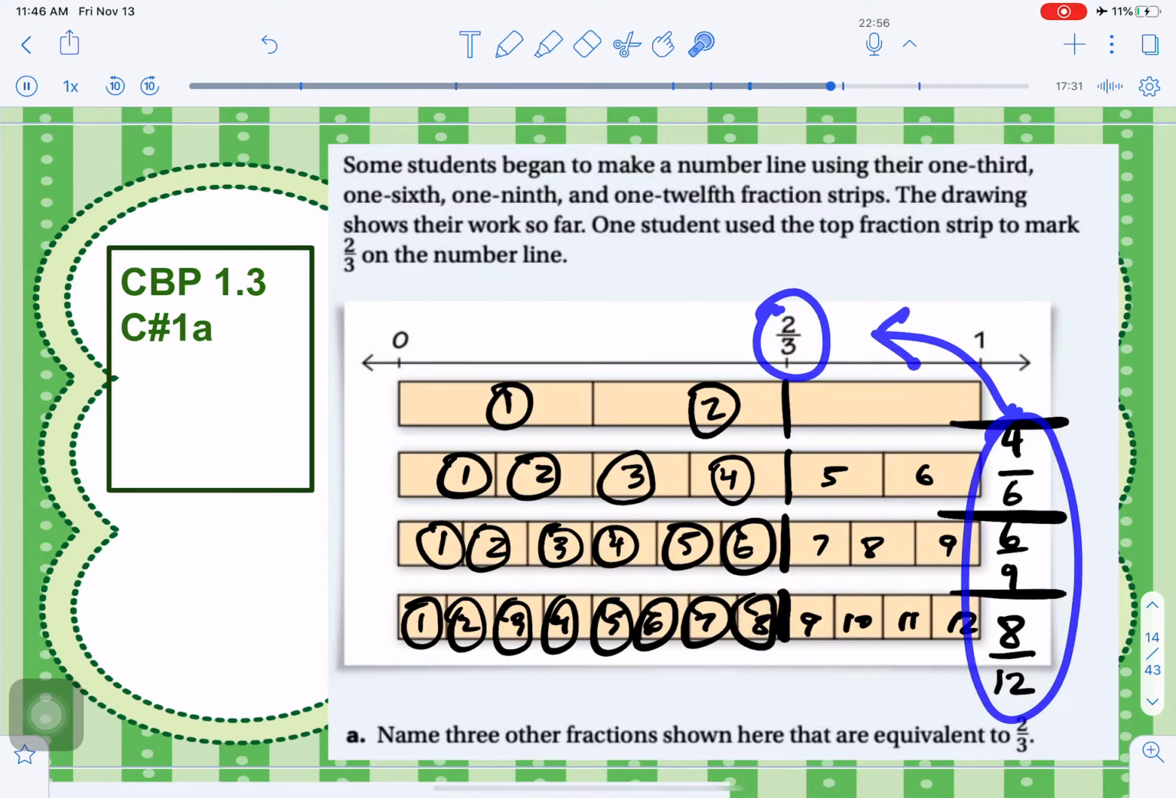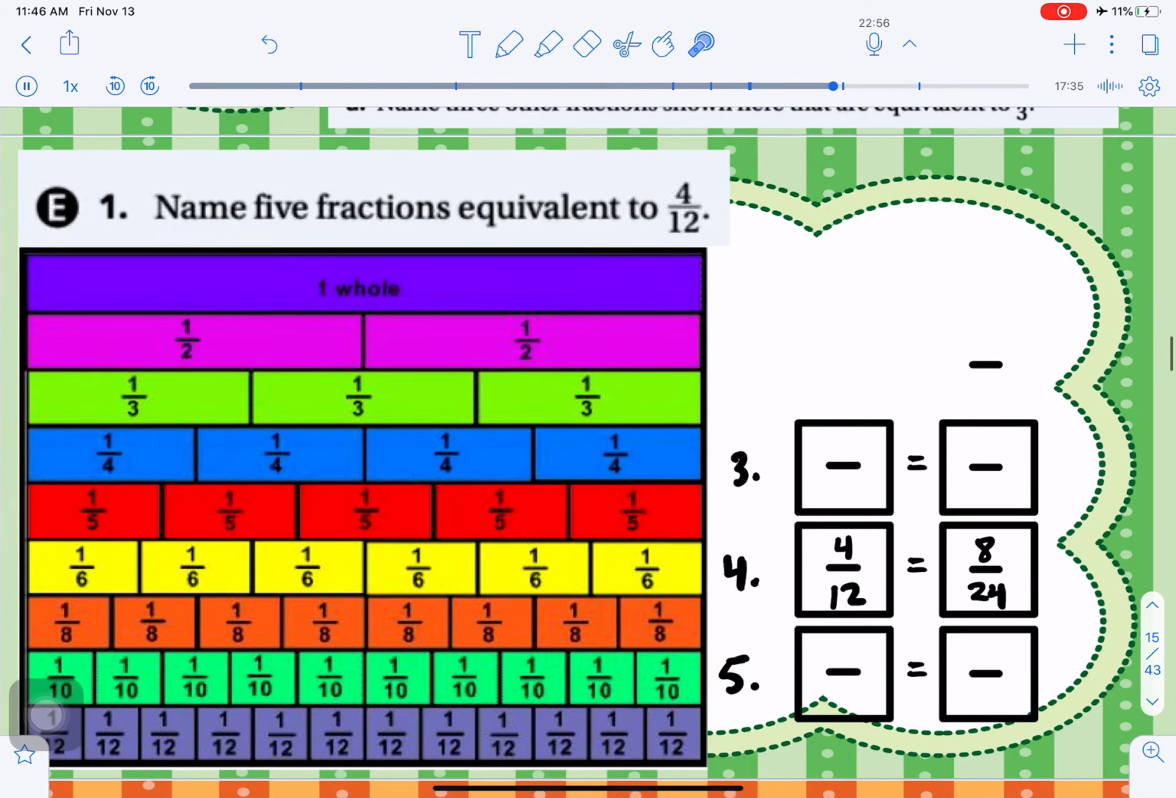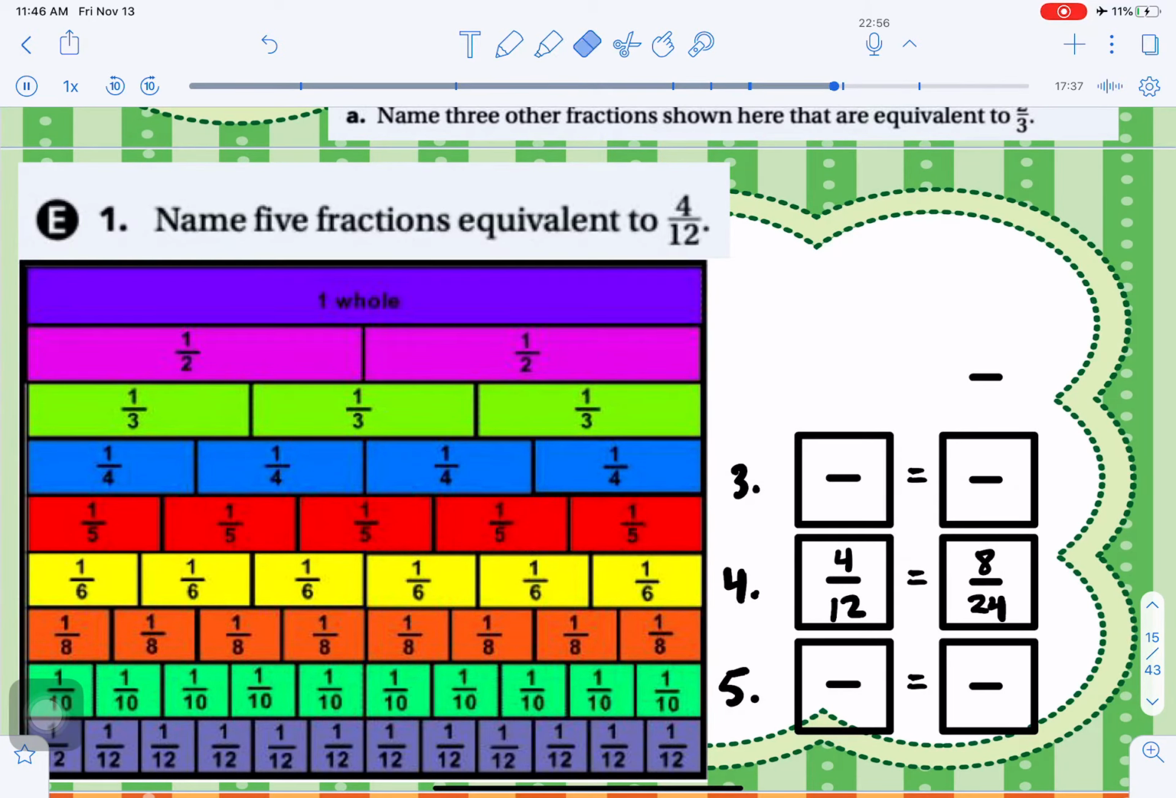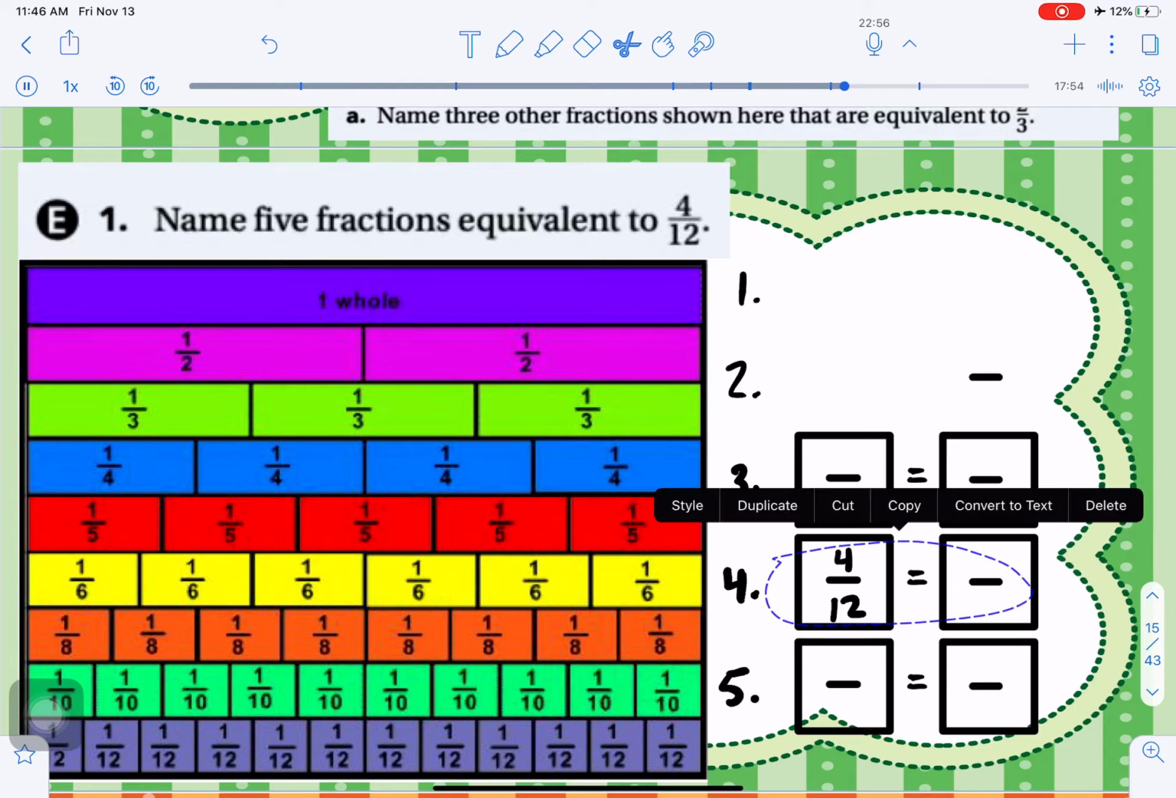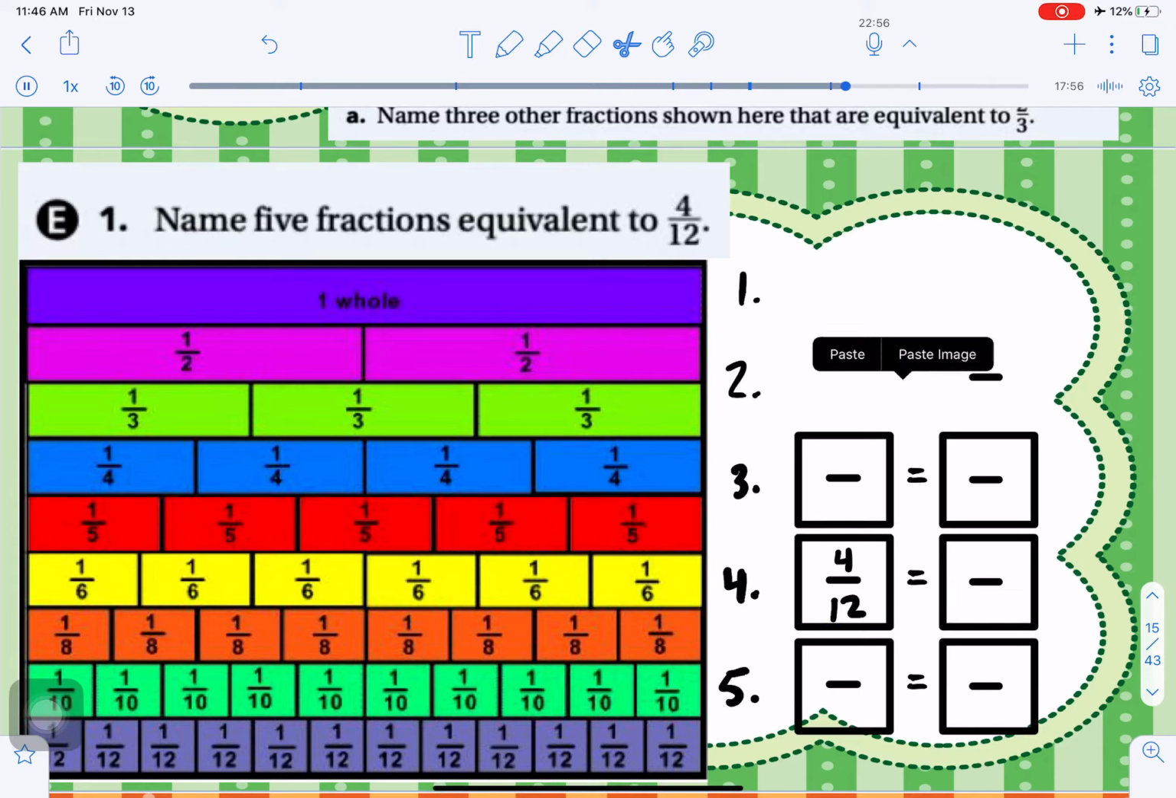Okay. So this next part, you're going to name 5 fractions equivalent to 4/12. So go ahead and write 4/12 and find 5 equivalent fractions. Pause this video, check when you come back, and then we'll continue with this lesson. Okay, welcome back. We are going to go through this fairly quickly.